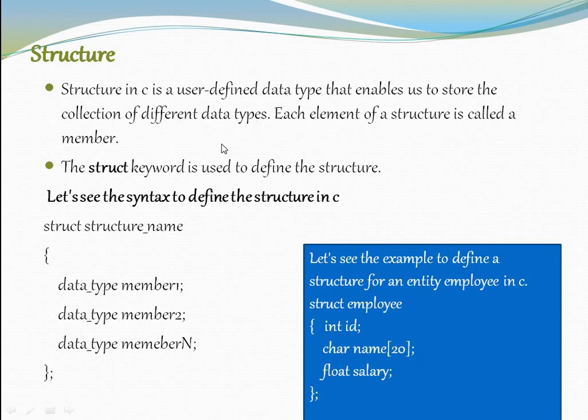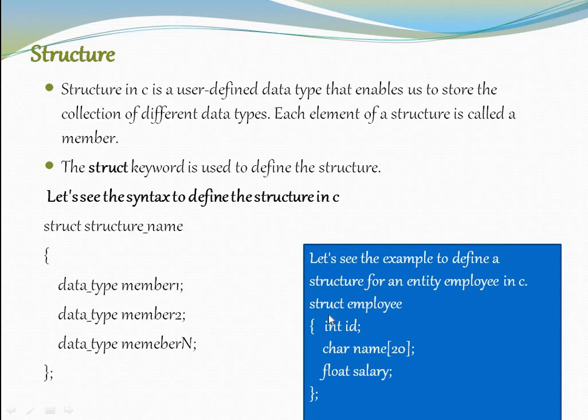Each element of the structure is called a member. We are going to use the keyword struct to define the structure. This is how we define the structure: the structure name, and inside the curly brackets we declare all the members. Each and every member can be of a different data type. So this is the structure definition.